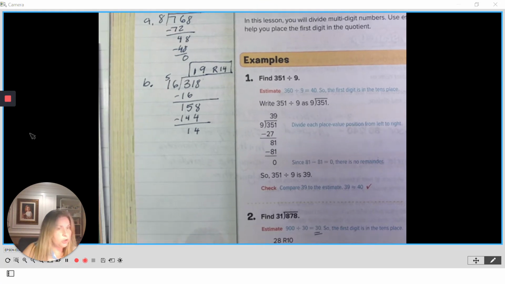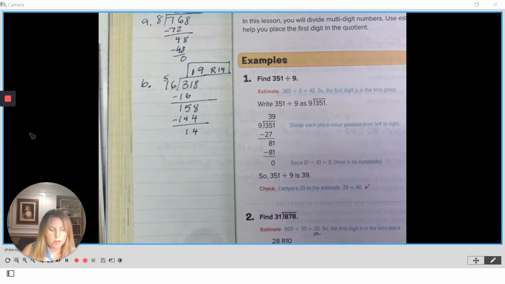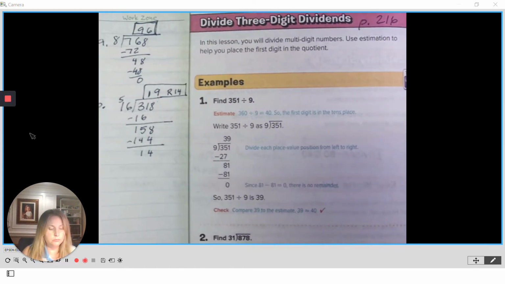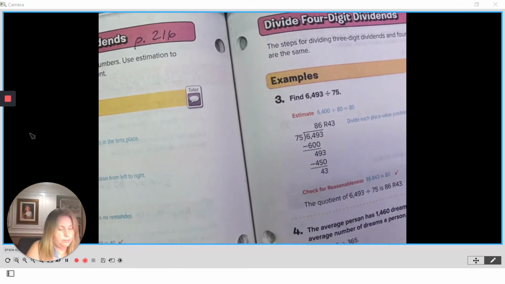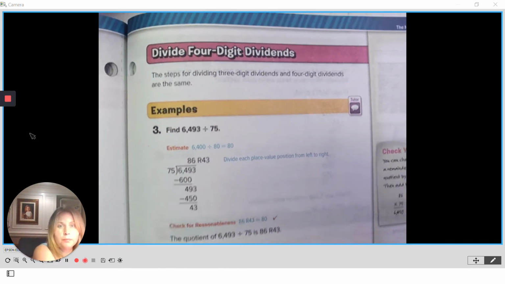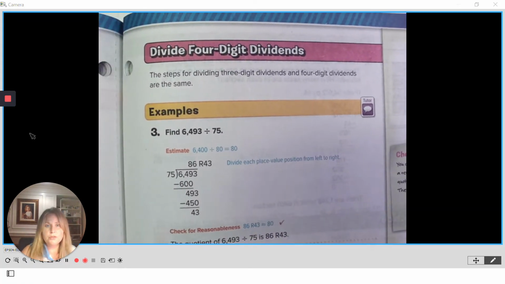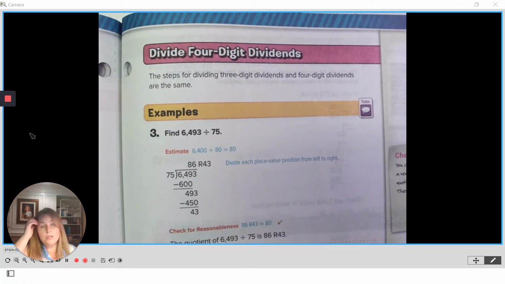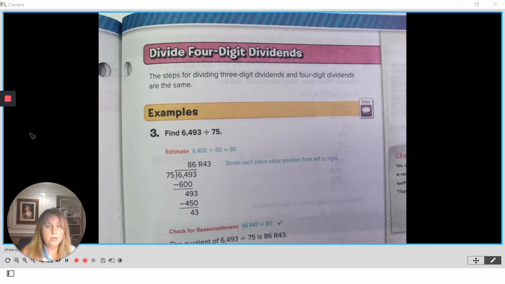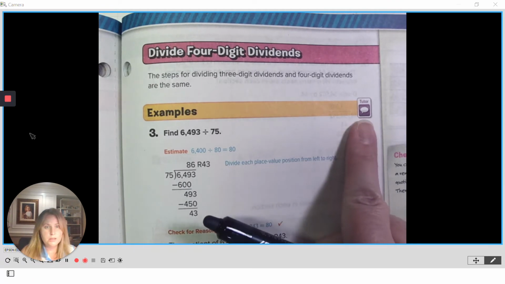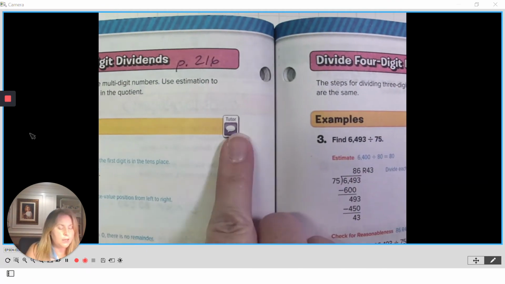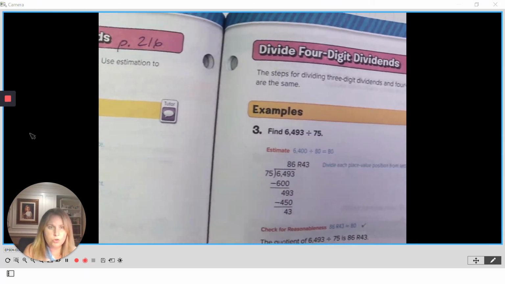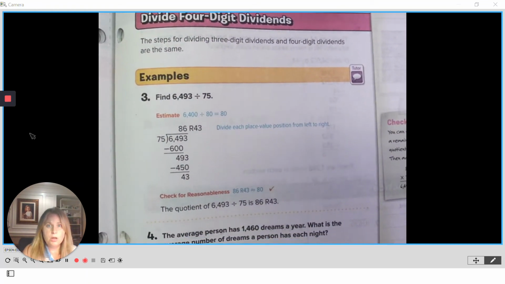So let's go on to dividing with 4-digit numbers on page 217. The steps for dividing 3-digit dividends and 4-digit dividends are the same. And then I just want to remind you, when you see these tutorial icons, you can look at the online tutorial lessons using your digital textbook.